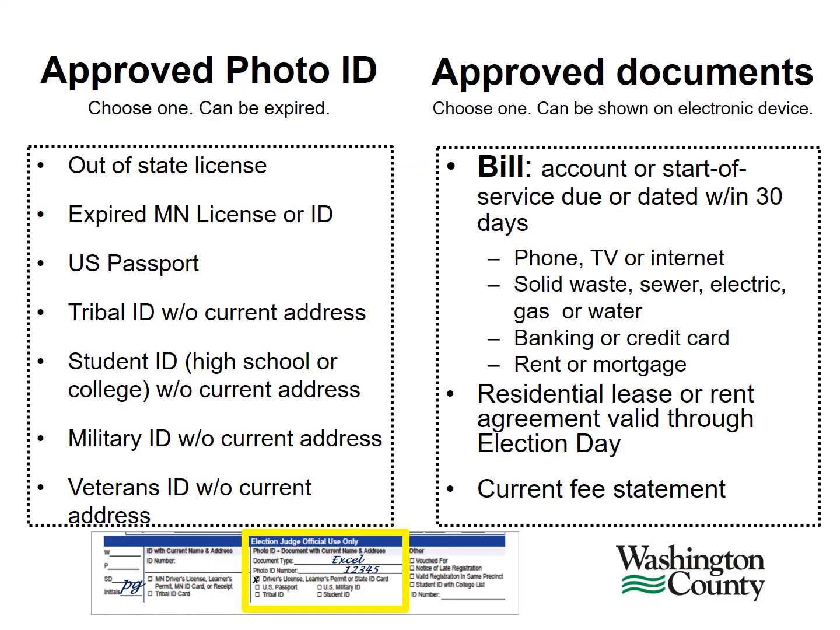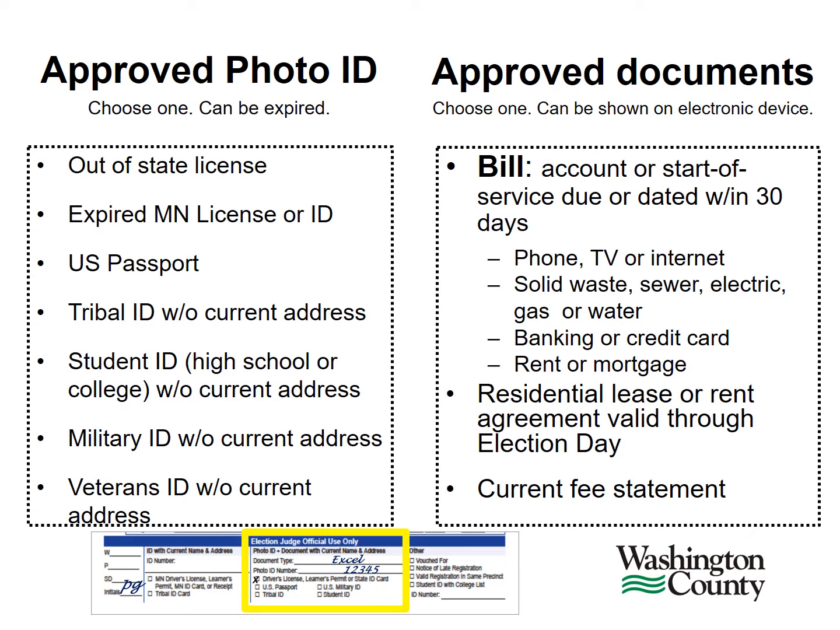In order to register using this method, a voter must have one ID from the left column as well as a valid document from the right to show their residence. There's no need to memorize this list. The list on the previous screen is also located in your Election Judge folder and should also be kept out on the EDR Judge table.